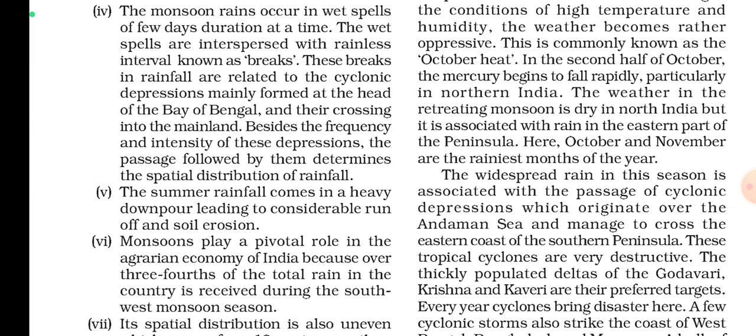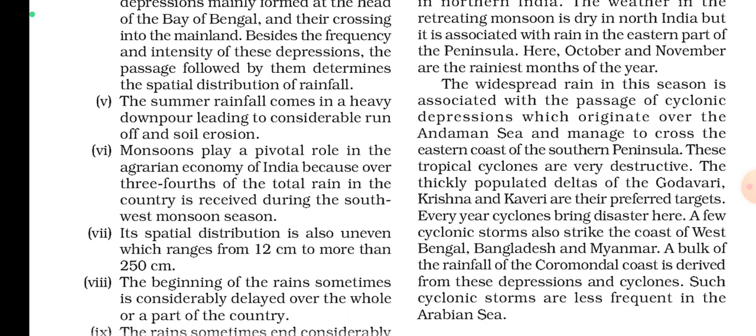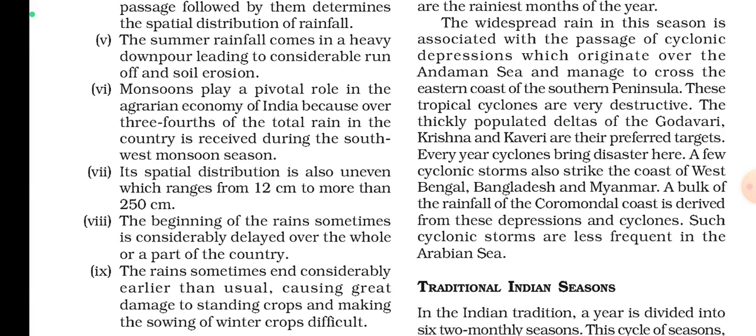The wet spells are interspersed with rainless intervals known as breaks. These breaks in rainfall are related to the cyclonic depressions mainly formed at the head of the Bay of Bengal and their crossing into the mainland. Besides the frequency and intensity of these depressions, the passage followed by them determines the spatial distribution of rainfall. The summer rainfall comes in a heavy downpour leading to considerable runoff and soil erosion.